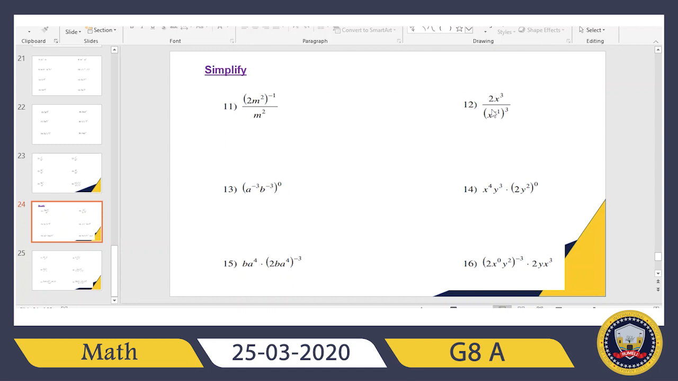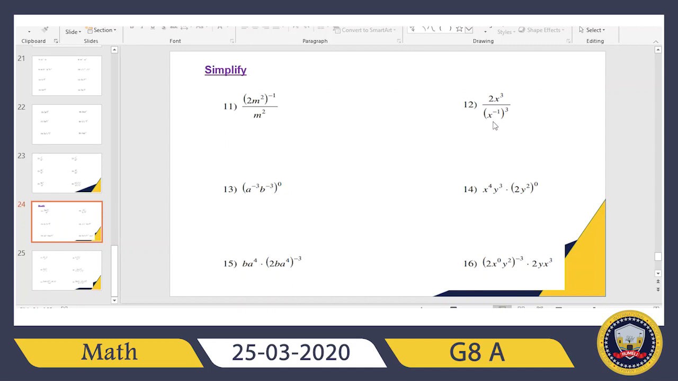Let's go for the next problem. 2x to the power of 3 over x to the power of negative 1 all to the power of 3. So the numerator doesn't have any problem, it's already done. I have to open this bracket, I have to expand the power in the denominator. So the answer will be 2x to the power of 3 over x to the power of negative 3. Yani it means 2x power 3 over 2x power negative 3. X power 3 over x power negative 3.